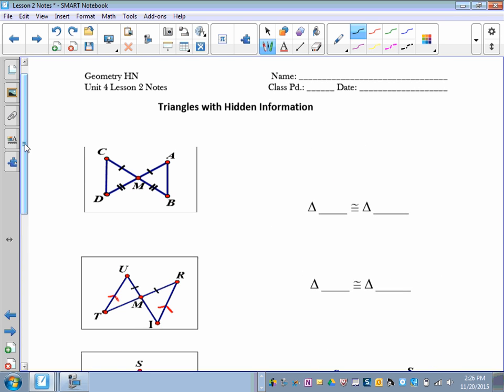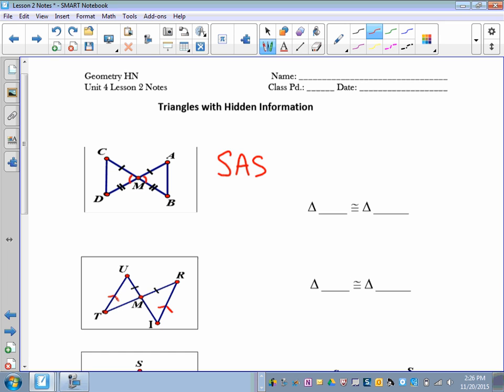First problem. Again, all this information we've learned so far this year is still applicable. Right now, do we have enough information? Yes. Well, we have two sides. But what else do we know? Vertical angles. By the vertical angles theorem, vertical angles are congruent. Alright, so what method can we use? Side angle side.